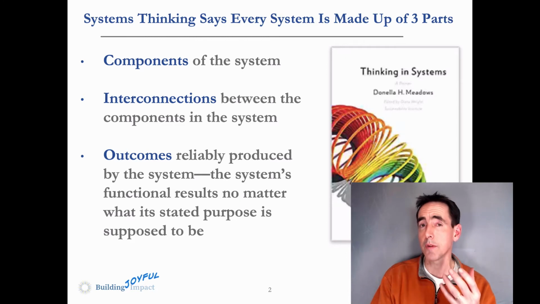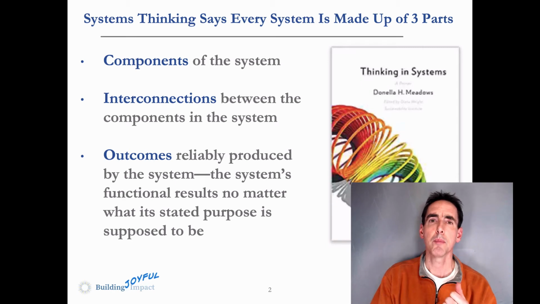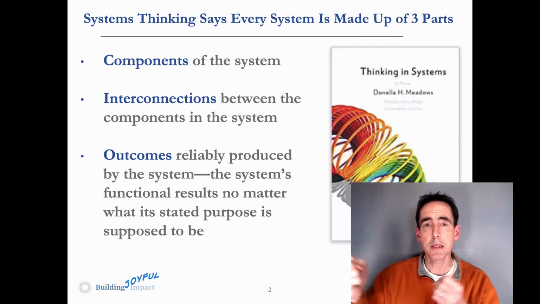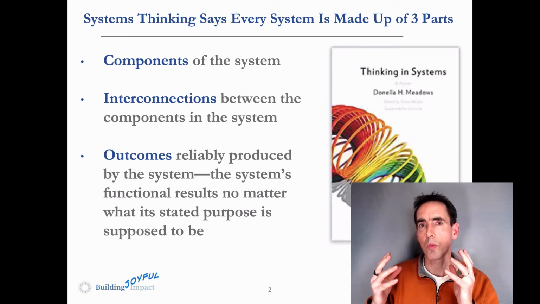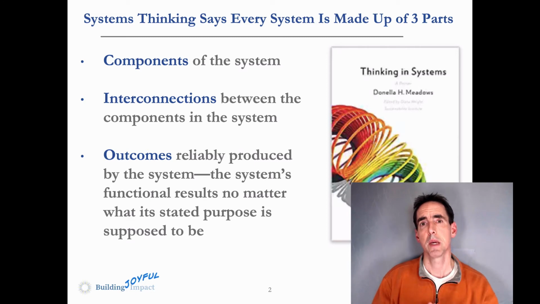But first, just to define what systems thinking is or how to even think about a system, this is a discipline that says every system is made up of three things. The first is just the components of the system, right? The different pieces. The second key aspect of a system is the interconnections between those different components. And then the third way to think about what a system is, is that there are outcomes that are reliably produced by that system. They're the system's functional result, no matter what someone says its intended purpose is.